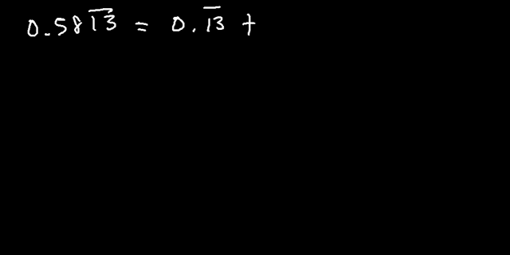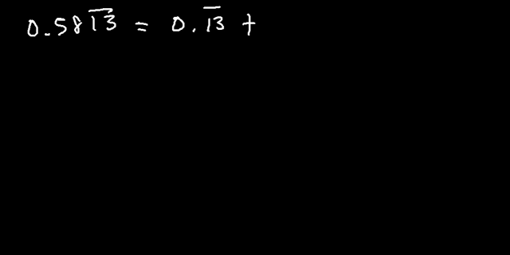So our final example for today will be this one. Let's say you have 0.5813, or just 13 repeating. So we know that 0.5813 repeating is the sum of 0.13 repeating plus another number. So take 0.5813 and subtract it by 0.1313.